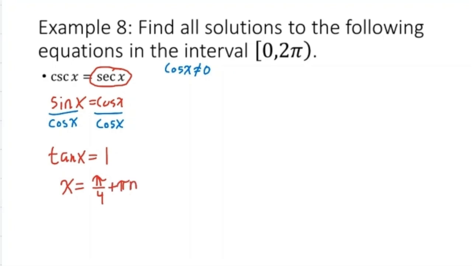Now we can plug in values for n to determine all the solutions between 0 and 2 pi. If n is negative, our angle will be too small. If we plug in 0, we get pi over 4. If we plug in 1 for n, we get 5 pi over 4. If we plug in 2 or more, we are outside of the interval. So we only have two solutions, pi over 4 and 5 pi over 4.